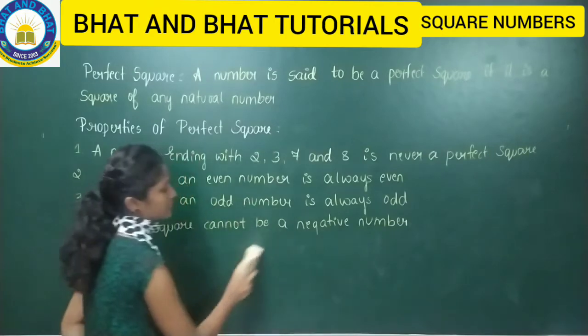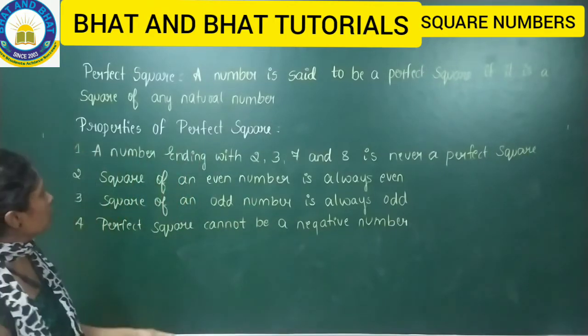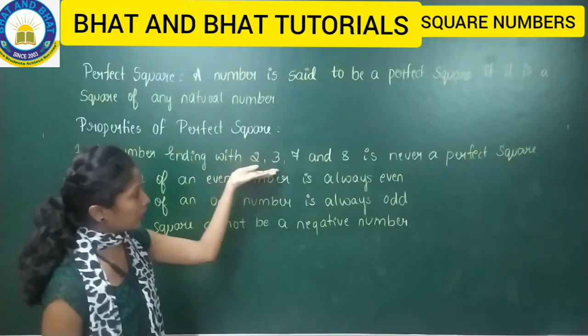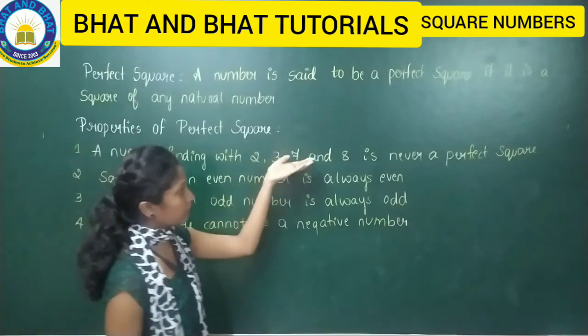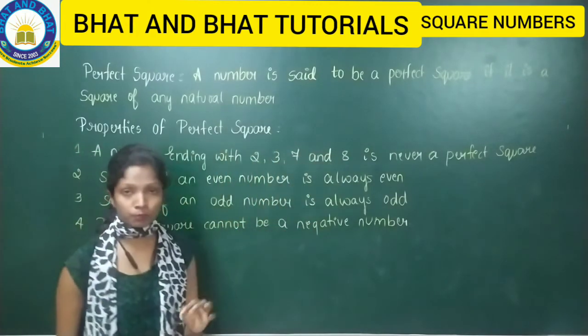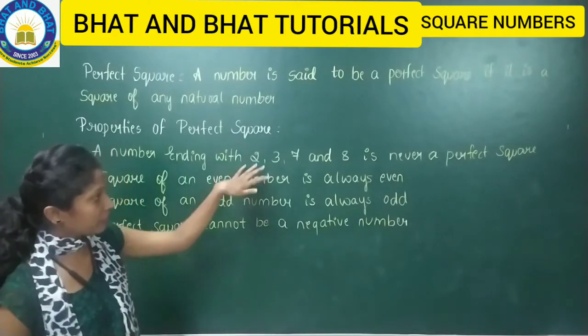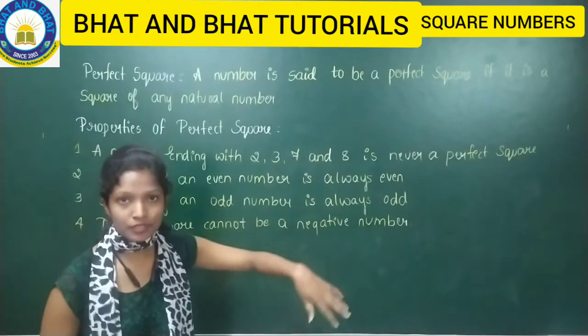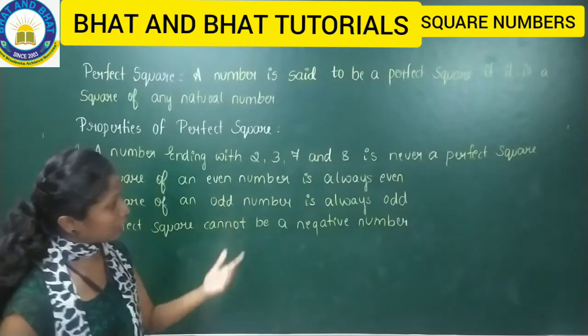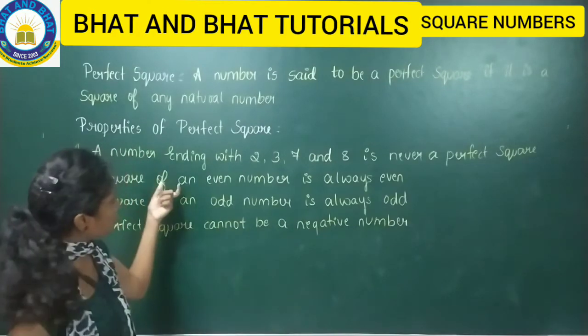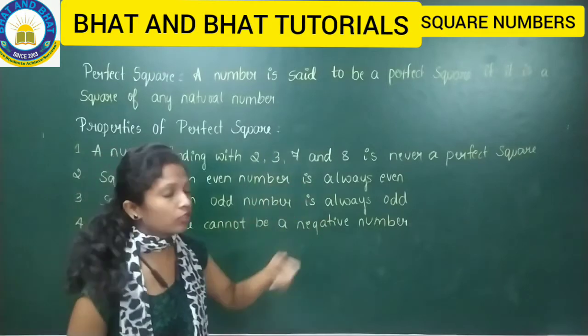So again, I'm just explaining the points here. A number which is going to end with 2, 3, 7 and 8 is never a perfect square. Any number it can be, but if the ending digit is 2, 3, 7 or 8, then we are not going to call that number a perfect square. And the square of an even number is always even.